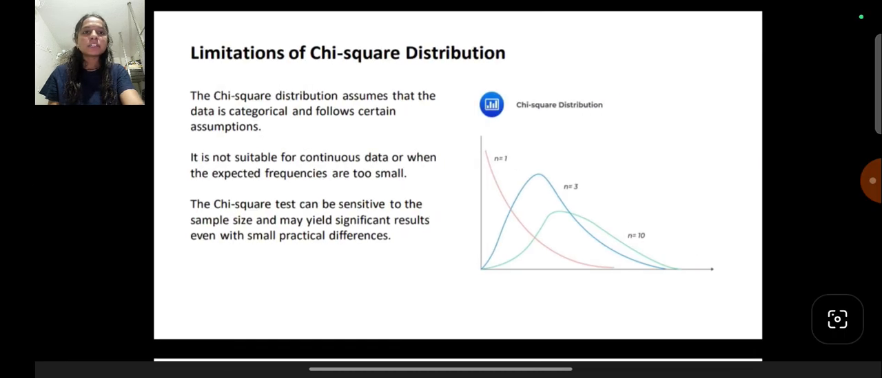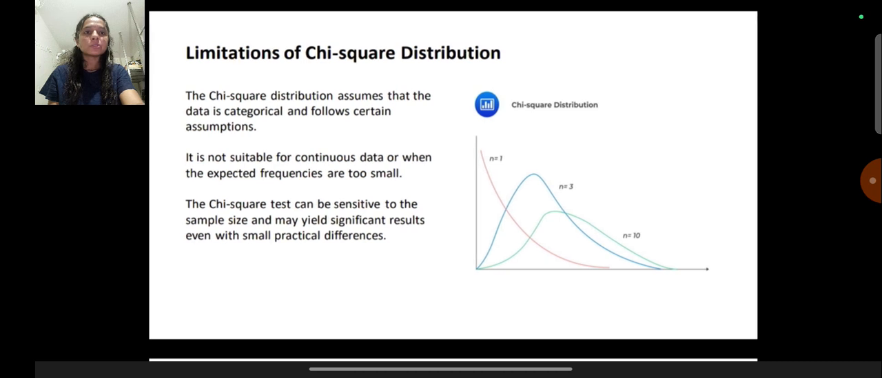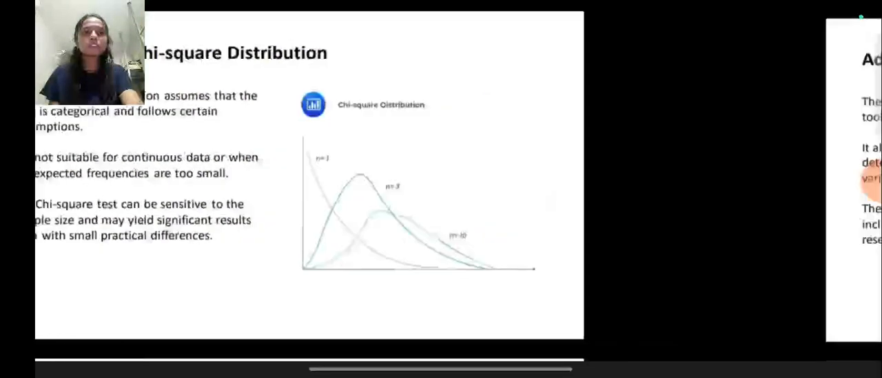And the limitations of chi-square distribution. The chi-square distribution assumes that the data is categorical and follows certain assumptions. It is not suitable for continuous data or when the expected frequencies are too small. The chi-square test can be sensitive to the sample size and may yield significant results even with small practical differences. These are the limitations of chi-square distribution.